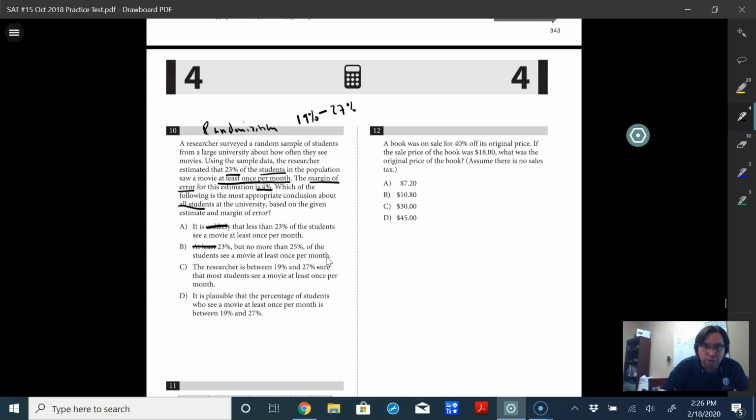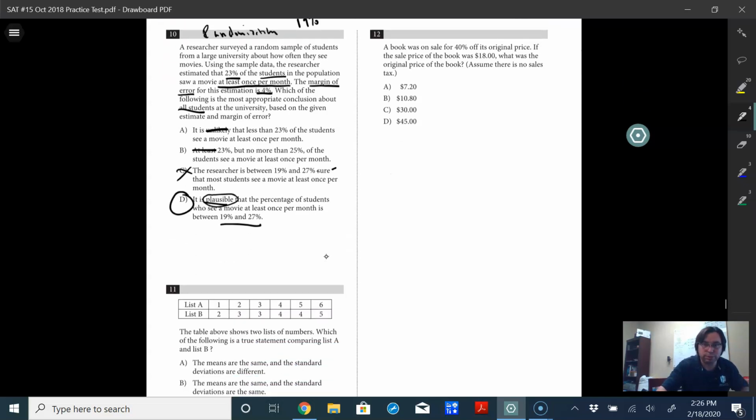And then D: it is plausible that the percentage of students who see a movie at least once per month is between 19 and 27. The fact that it says it's plausible means it's possible that it could happen. This is the more conservative choice, and so C is wrong because it is a little bit too absolute, not quite an all or none thing, but D provides more wiggle room for the answer response.